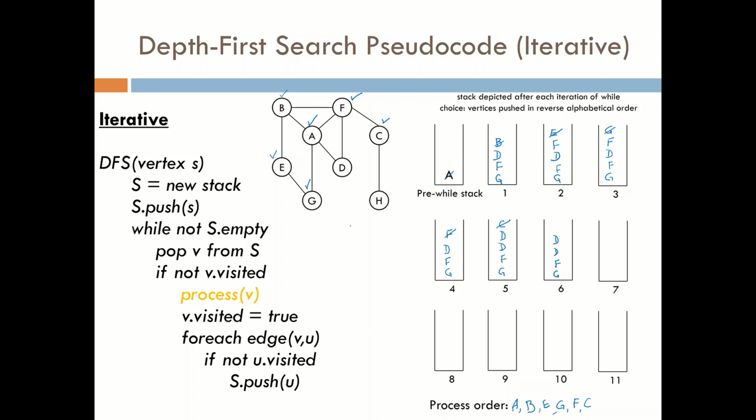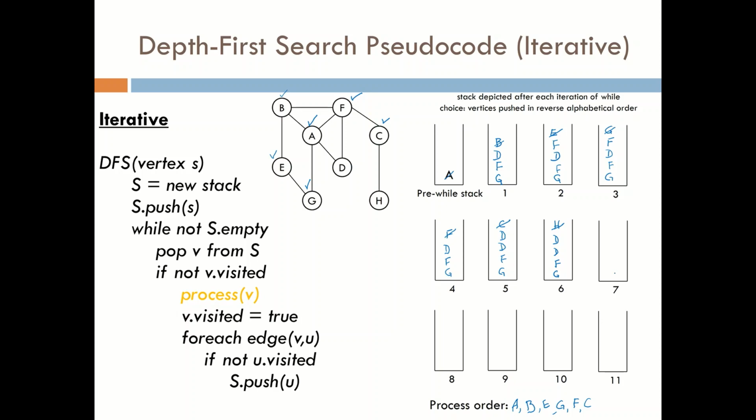Okay, and we will now look at the things that C is connected to, and if they've not been visited, we will push them onto the stack. Well, C is only connected to F and to H, so H is the one that has not yet been visited, so we will push H onto the stack. And at this point, the iteration terminates, and we go back to the top of the loop, and we pop H off.